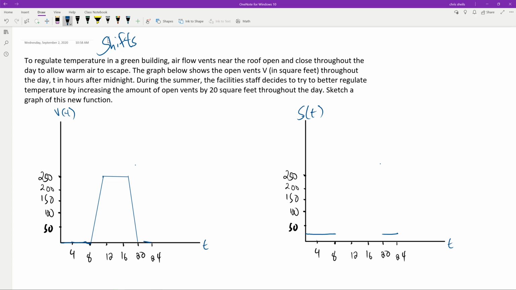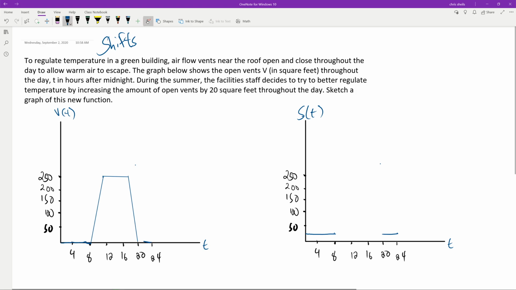So during the summer, they are going to increase the amount of open vents by 20 square feet throughout the day. Notice how our baseline was 0. Outside of the times when these vents were open, all of the vents were closed. Now we're starting with 20 square feet worth of vents open. So that's why I have these horizontal lines. I'm going to start and end with 20 square feet of vents open. Then this is going to increase.